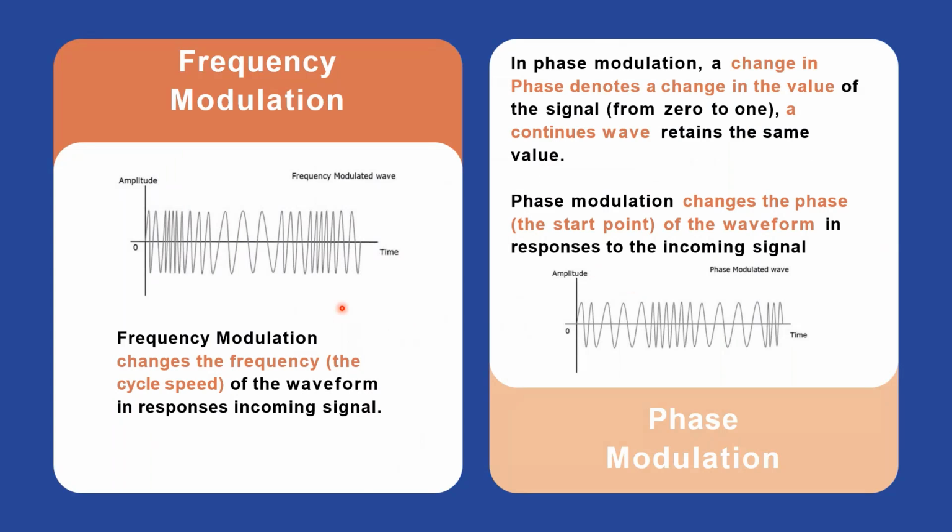For frequency modulation, the frequency or cycle speed of the waveform changes in response to the incoming signal. So this is a sample of the frequency modulation signal that has been modulated. And for phase modulation, a change of phase denotes a change in the value of the signal from 0 to 1. A continuous wave retains the same value.